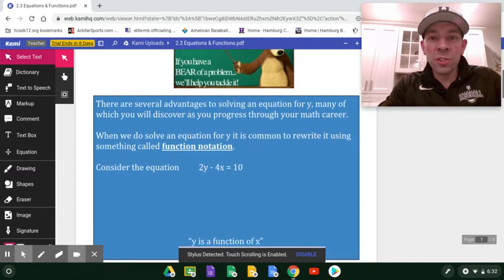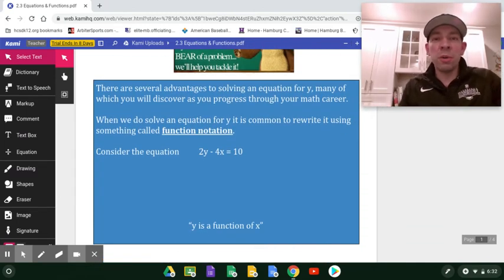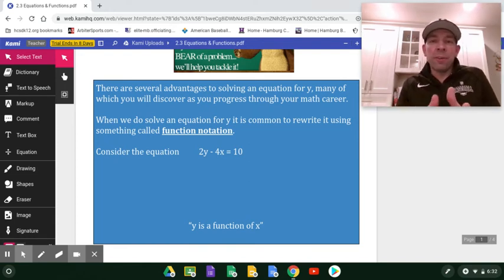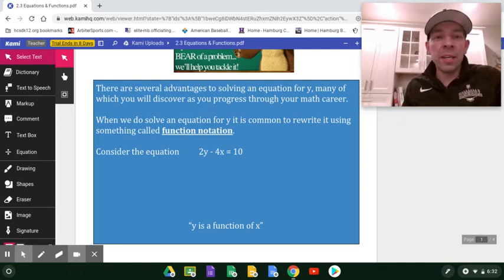Okay, so there are several advantages to solving an equation for y. And many of which we may not even discover tonight or even this year. But as you go through your math career, the advantages seem to never end. Now, when we do solve an equation for y, it's common to rewrite it using something called function notation.